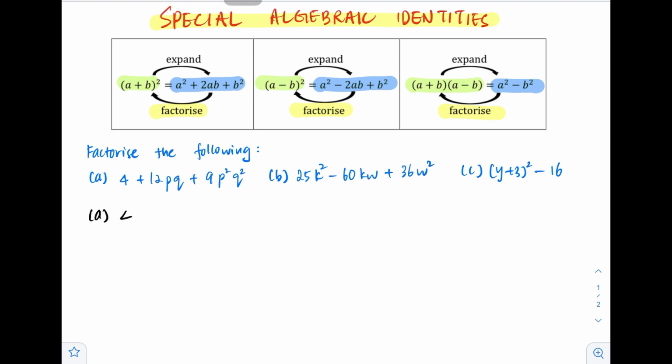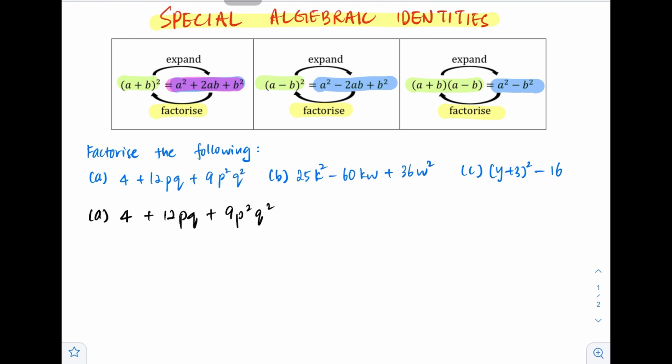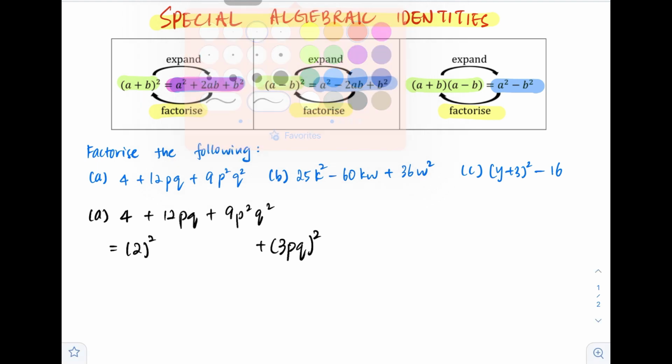Let's start with the first example, 4 plus 12pq plus 9p squared q squared. Now, if we look closely at this, we will see that it looks similar in structure to a squared plus 2ab plus b squared. But we will need to rewrite some of the terms as follows. 4 can be rewritten as 2 squared. 9p squared q squared can be rewritten as (3pq) squared. So we can see that if we were to compare with our structure, this would be our a squared and this would be our b squared.